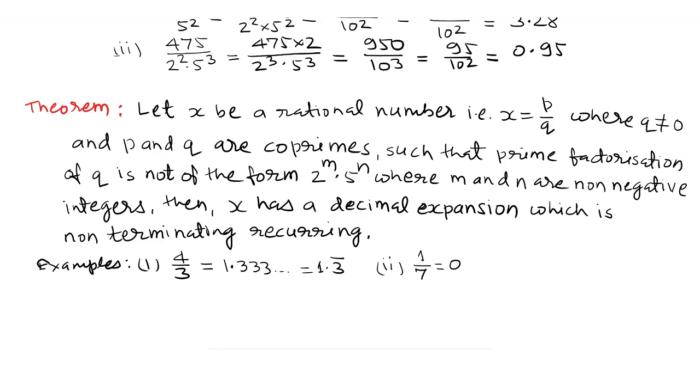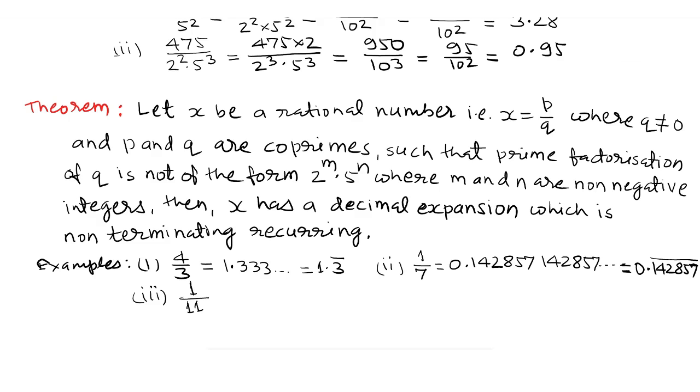Our next example is 1 upon 7. This is equal to 0.142857. Again 142857, and this continues and repeats itself, which is equal to 0.142857 bar.